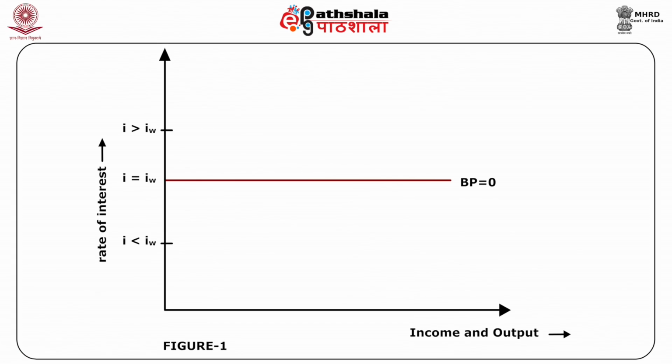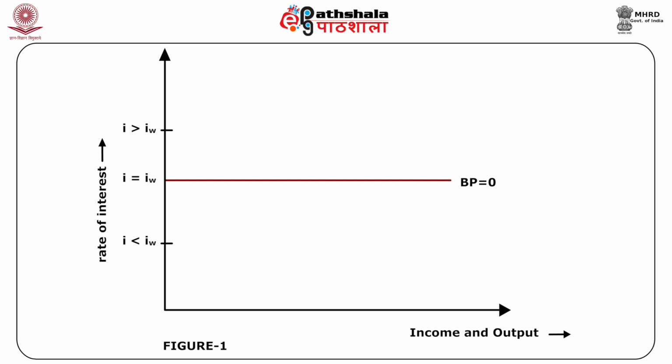The balance of payment is equal to zero line is parallel to the x-axis. Due to the assumption of perfect capital mobility, when the domestic and world interest rates are the same, we have external balance. When the domestic interest rate is more than the world rate of interest, there will be unlimited capital inflow and there will be a surplus in the balance of payments.